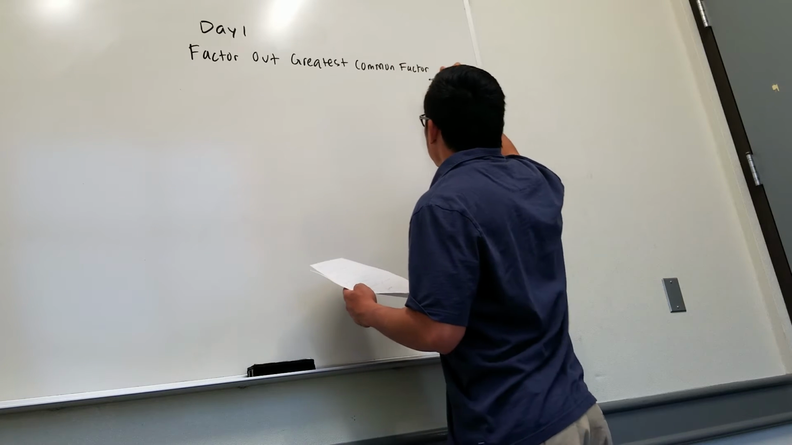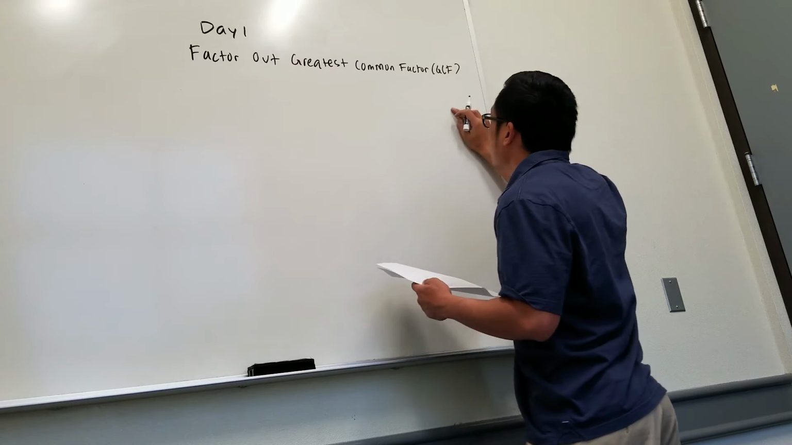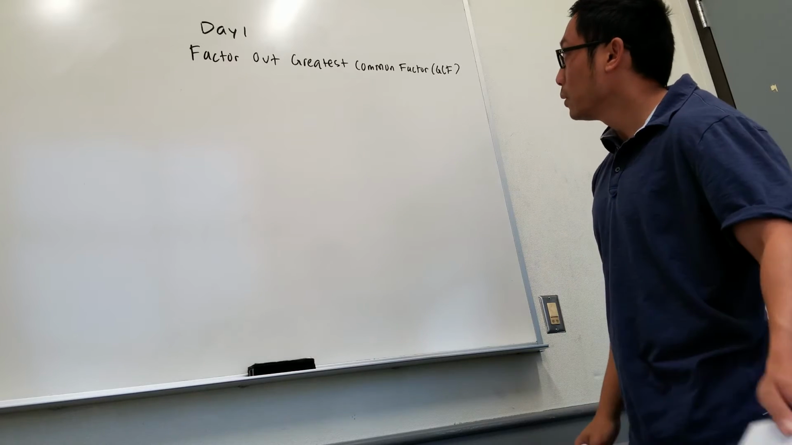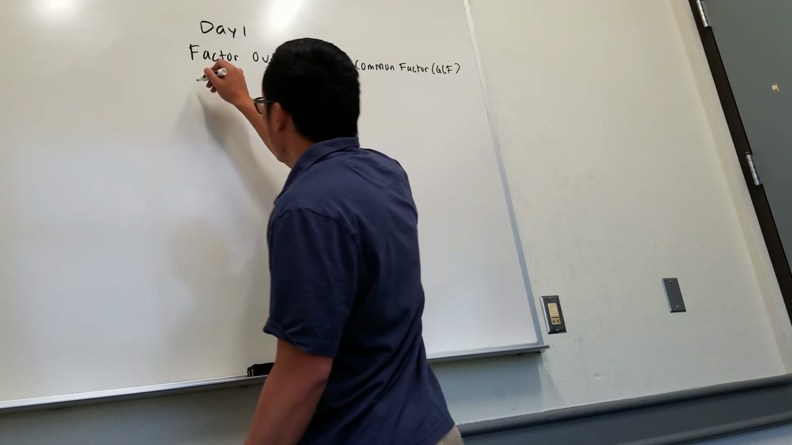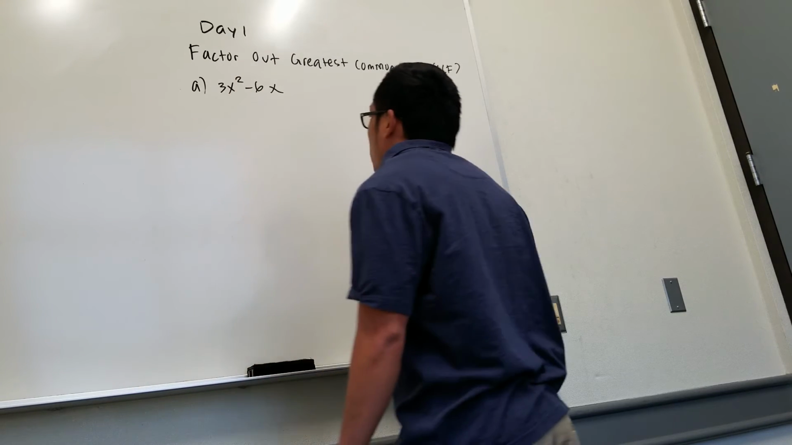Which is also known as GCF. GCF. Okay. So let's do a problem. We have A, it's going to be 3x squared minus 6x. So how do I do this?